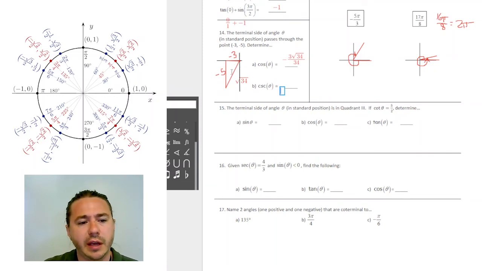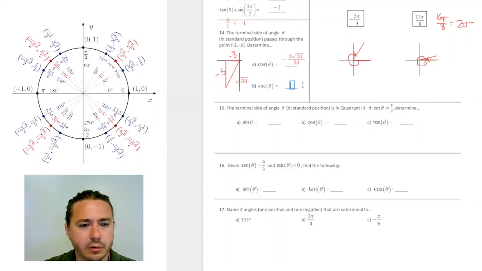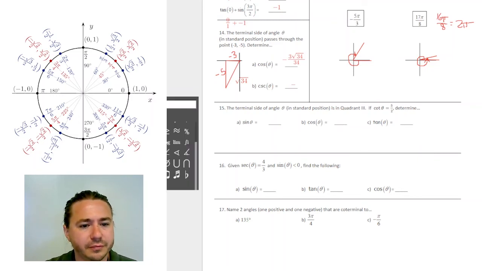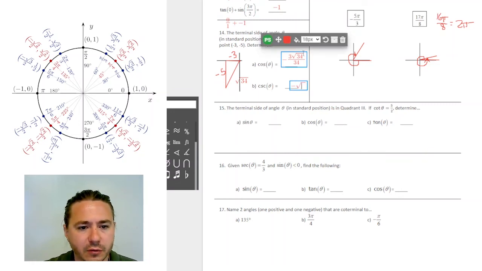Okay, so cosecant is the reciprocal of sine. So sine would be opposite over hypotenuse. So the reciprocal would be hypotenuse over opposite. So hypotenuse over opposite is going to give us negative root 34 over 5. Don't need the equal sign again. Every time I click on that, it gets me out of the box. Gotta get used to that.